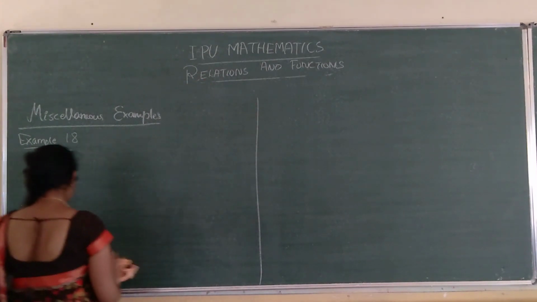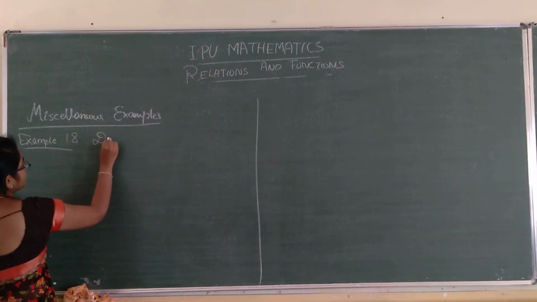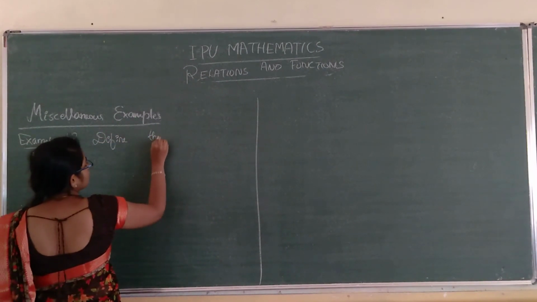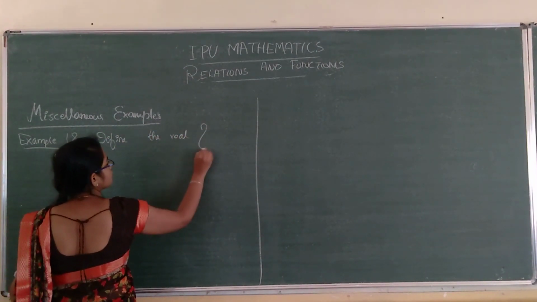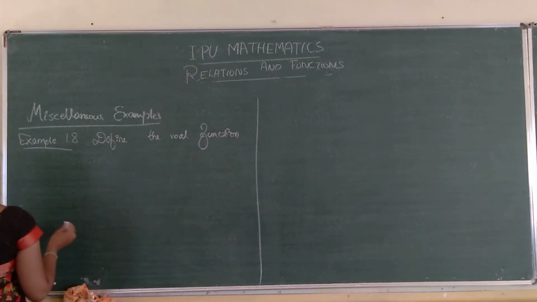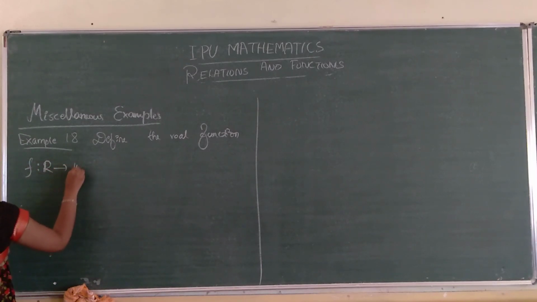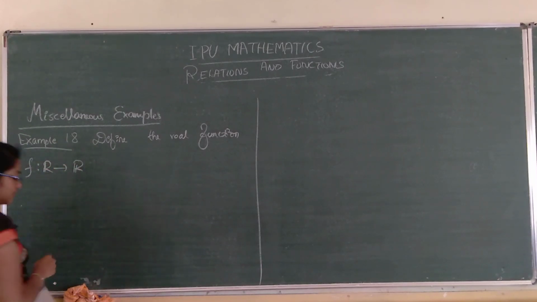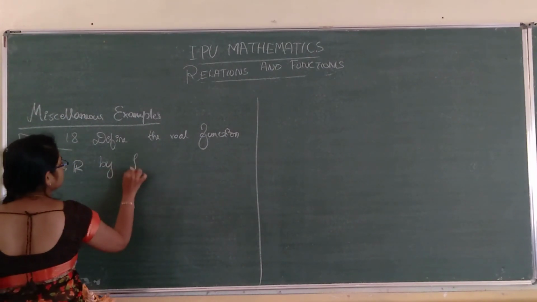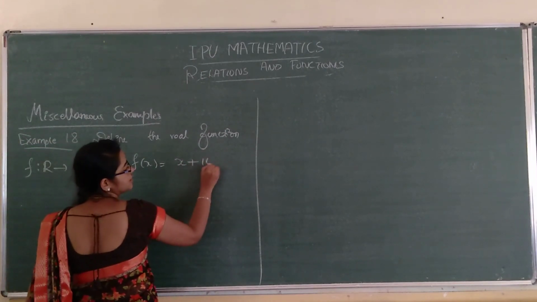R be the set of real numbers. Then define the real function. Define the real function f from R to R. R is the set of real numbers here. By f of x is equal to x plus 10.